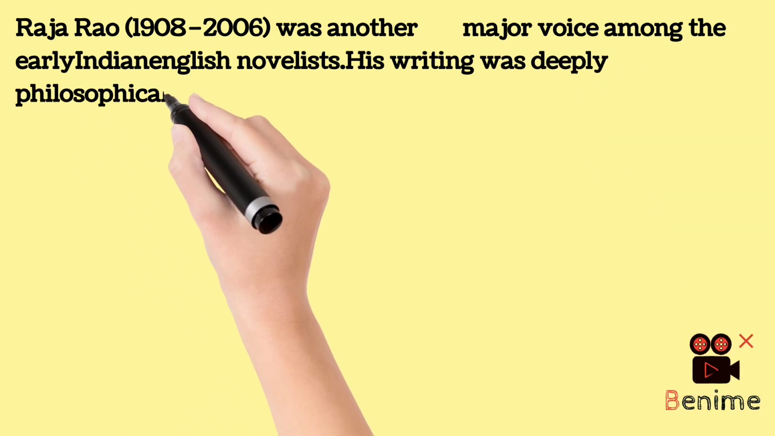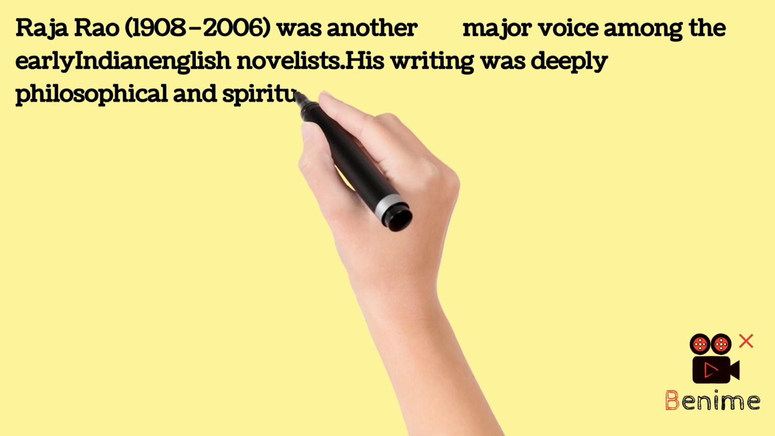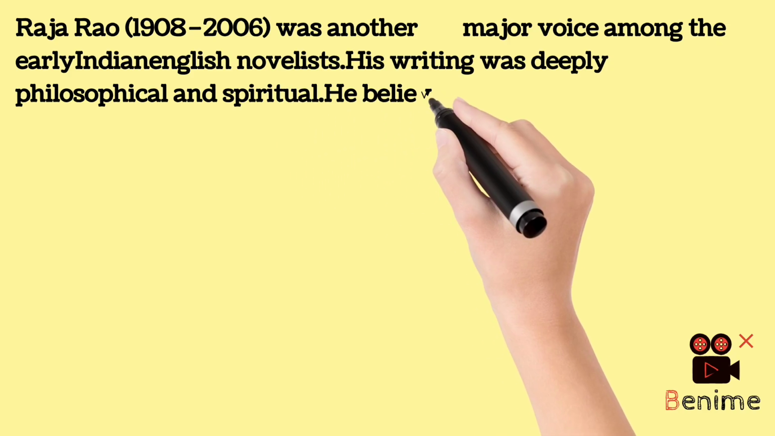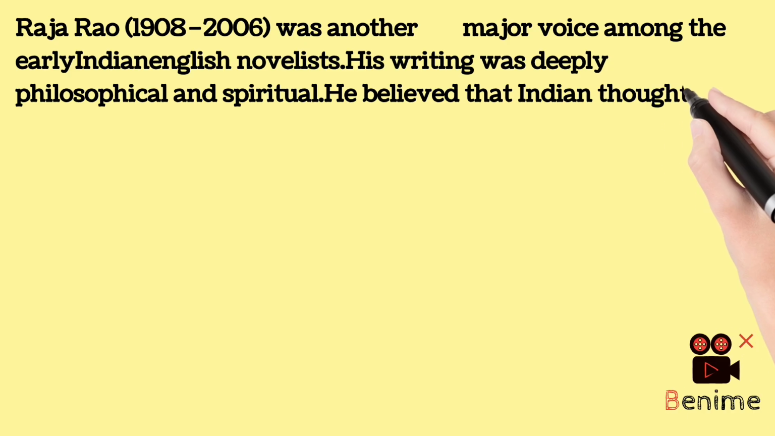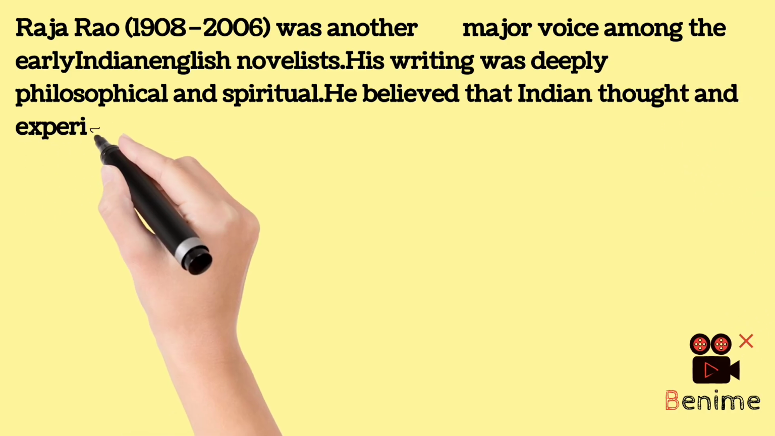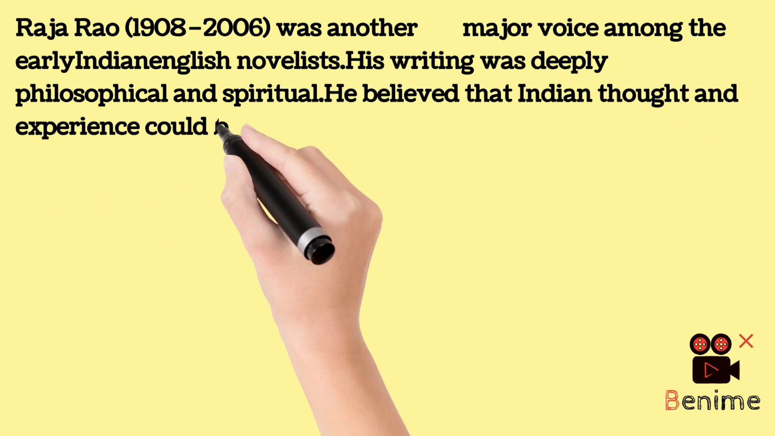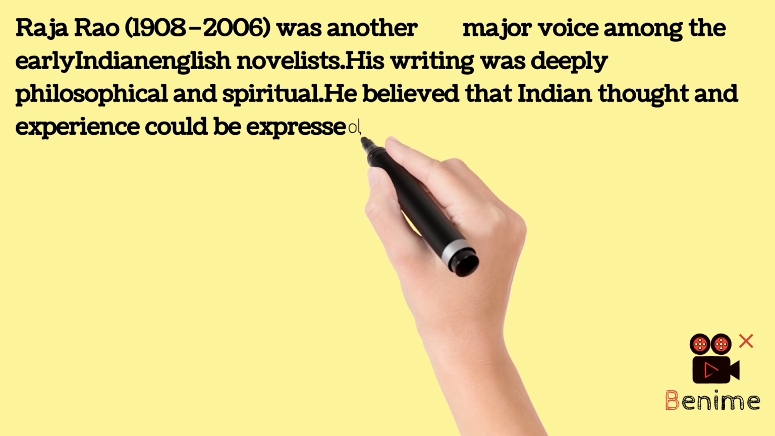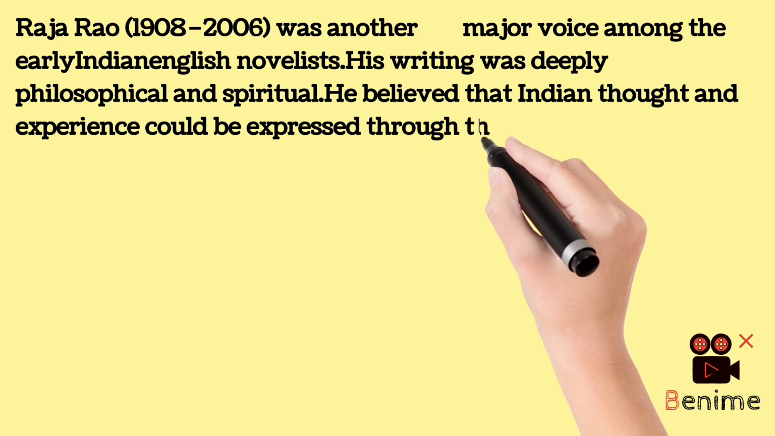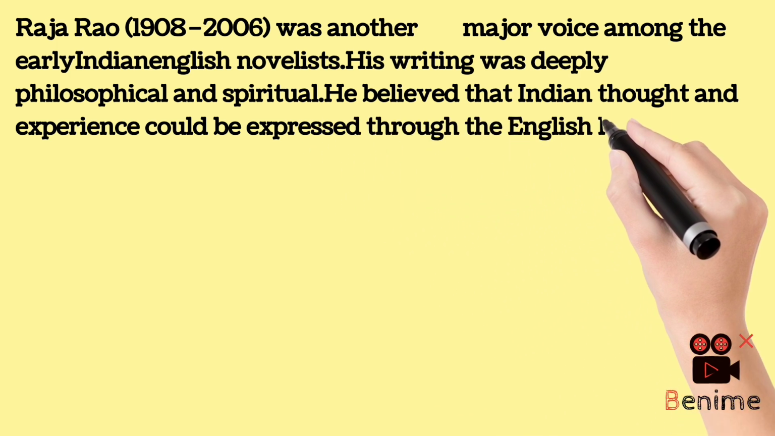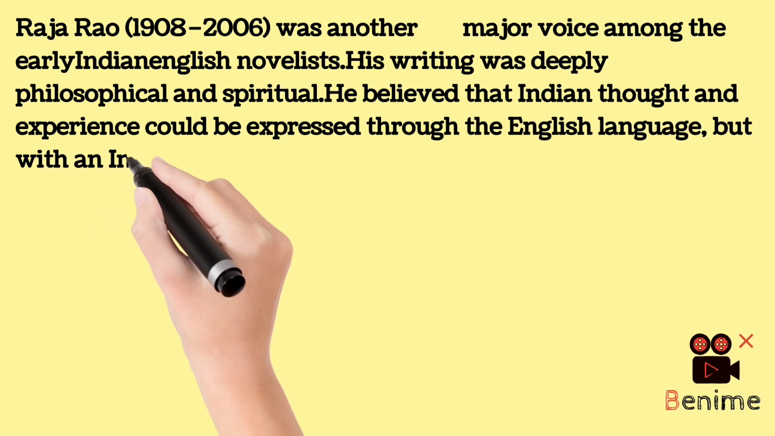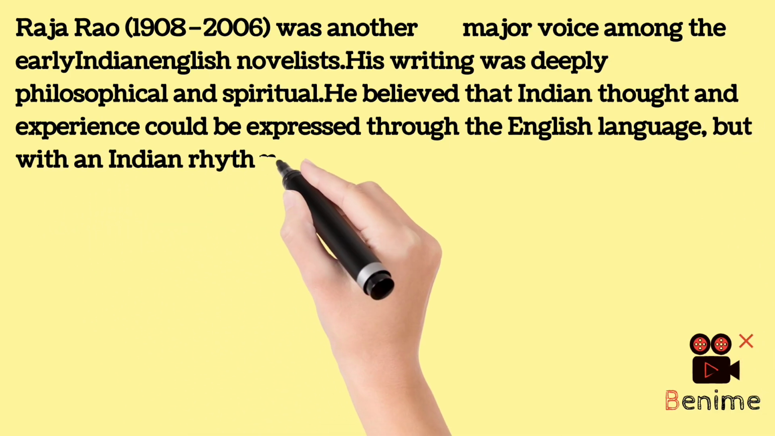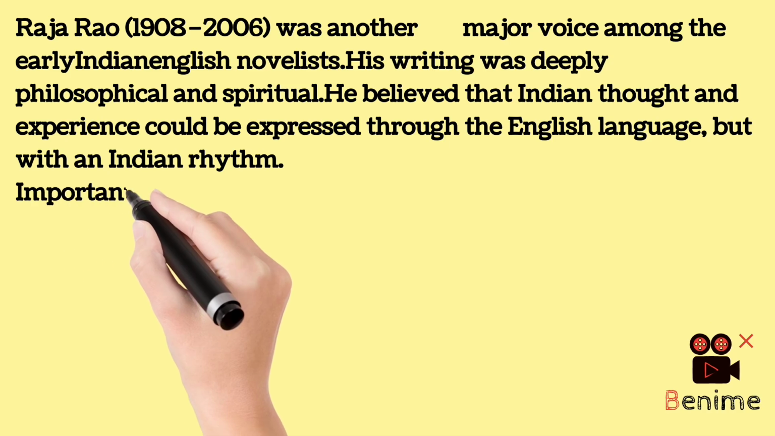And the fourth one is Raja Rao, 1908 to 2006. Raja Rao was also one of the major voices among the early Indian English novelists. His writing was deeply philosophical and spiritual. He believed that Indian thought and experience could be expressed through the English language, but with an Indian rhythm.